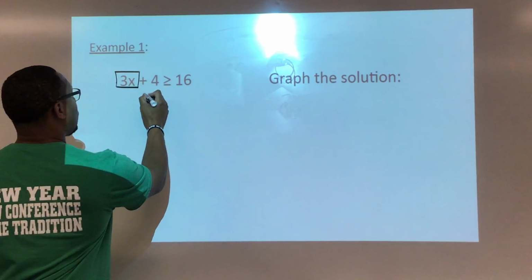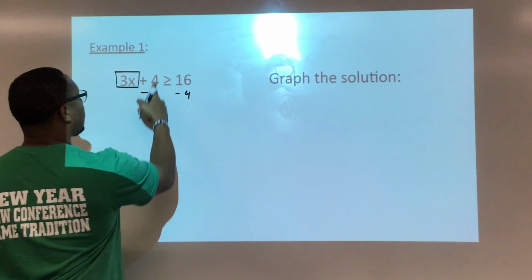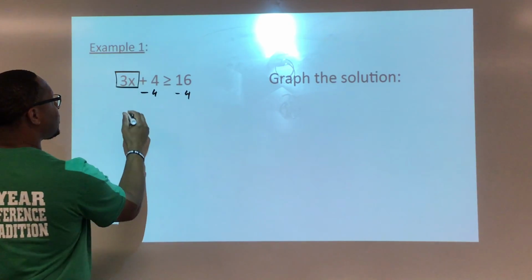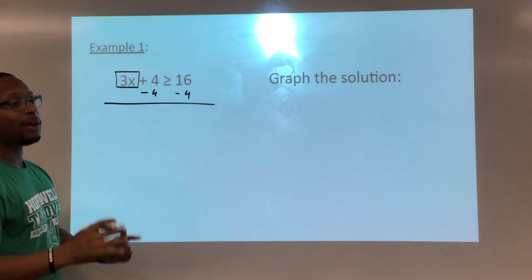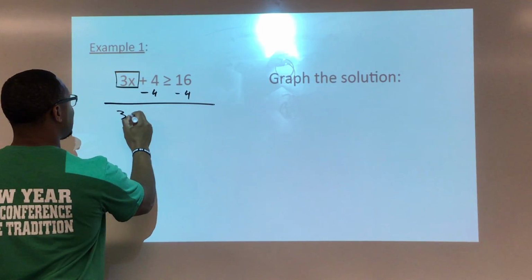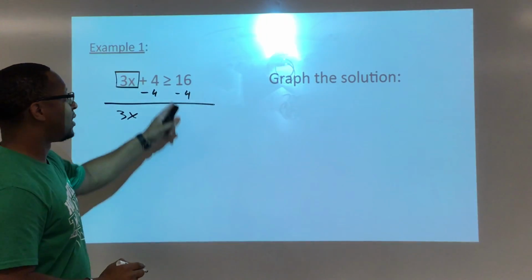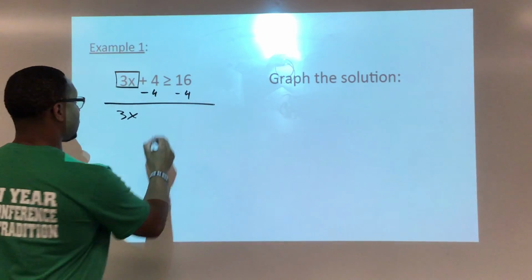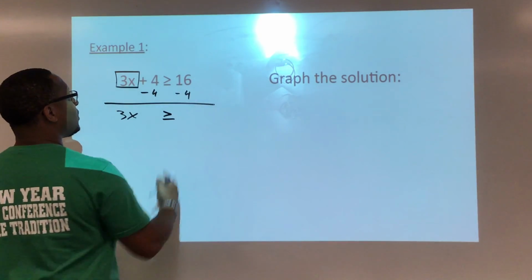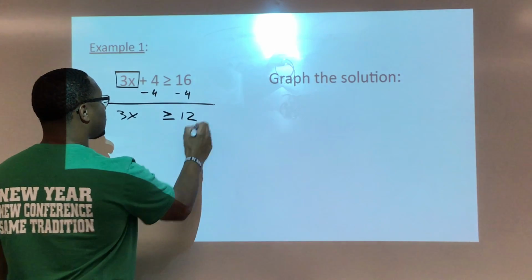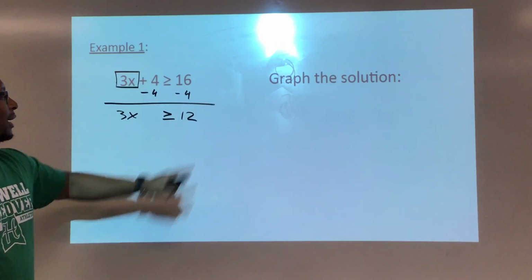We then want to subtract 4 on both sides to get a zero pair. Since that says plus 4, I'm going to subtract 4. I am then going to draw this line and I'm going to bring down what is left, which is 3x. A lot of students forget to do this. Bring your sign down also. 3x is greater than or equal to 16 minus 4 is 12. At this point, this is what I have.